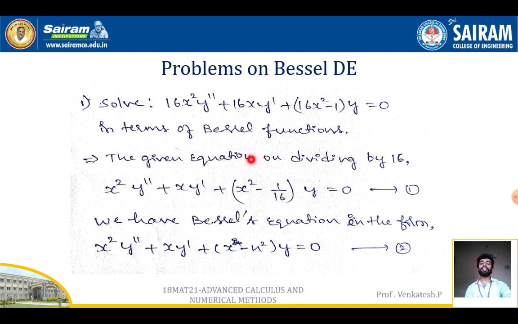Now from this equation I will take 16 common factor to get the equation in terms of Bessel differential equation. If I take 16 common factor from all the terms and equate it to RHS, I got the equation like x square y double dash plus xy dash plus x square minus 1 by 16 into y is equal to 0. Call it as equation number 1. Now by comparing this equation with the actual Bessel equation, I got n square is equal to 1 by 16.